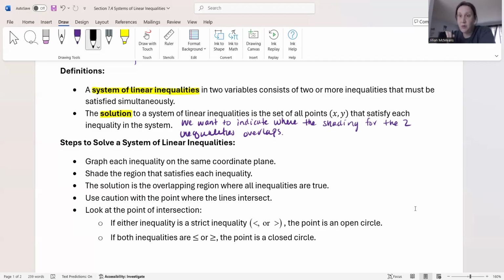However, it becomes tricky when you have one of each. So if you have both strict inequalities, then it's going to be an open circle where the two lines intersect. If you have both or equals to inequalities, then it's going to be a closed circle. The issue is, what if you have a mix of those two? Well, here's the trick. If either inequality is a strict inequality, doesn't matter if one or both of those inequalities is a strict inequality, you would use an open circle here. So the only way you could use a closed circle where the two lines actually intersect is if both of the inequality symbols were an or equals to inequality. Okay, so just be mindful of that, and then let's practice.